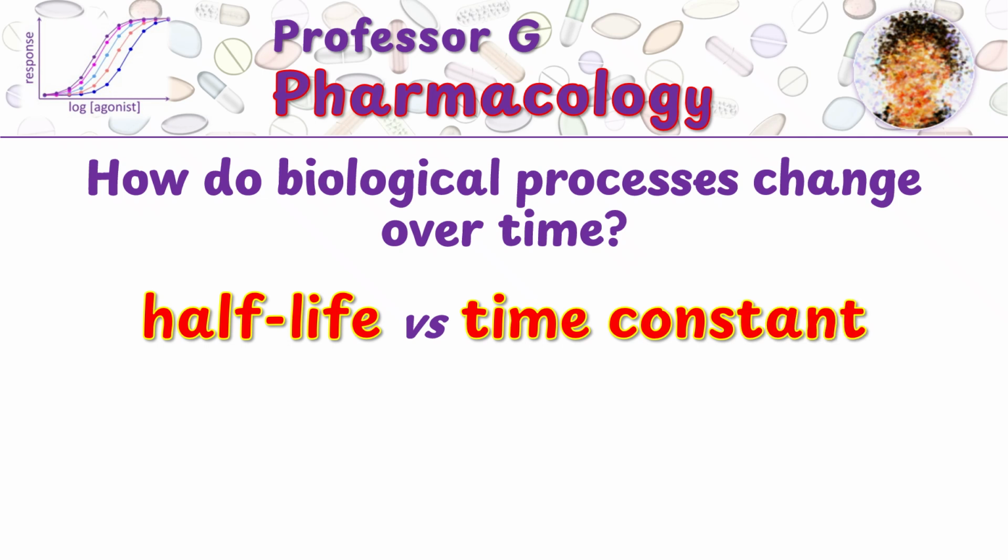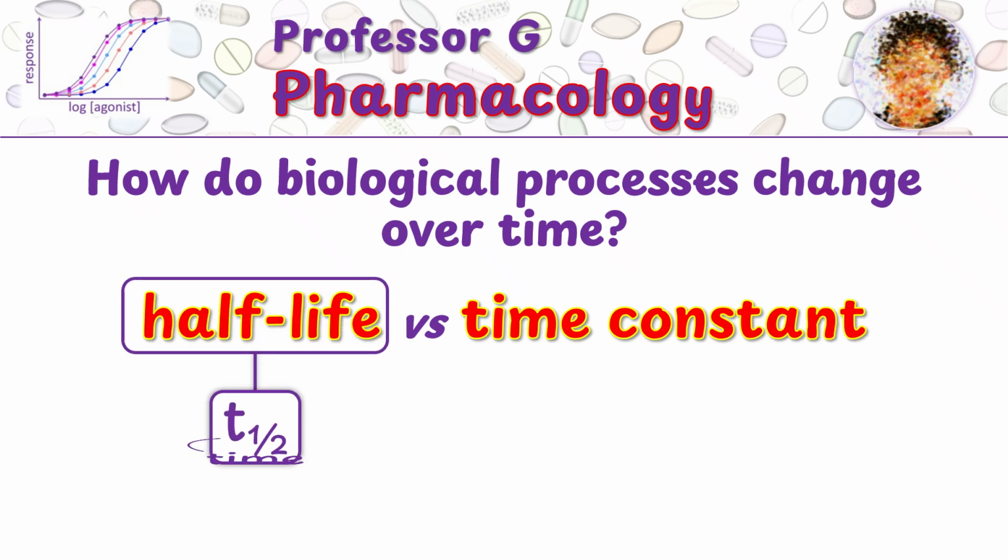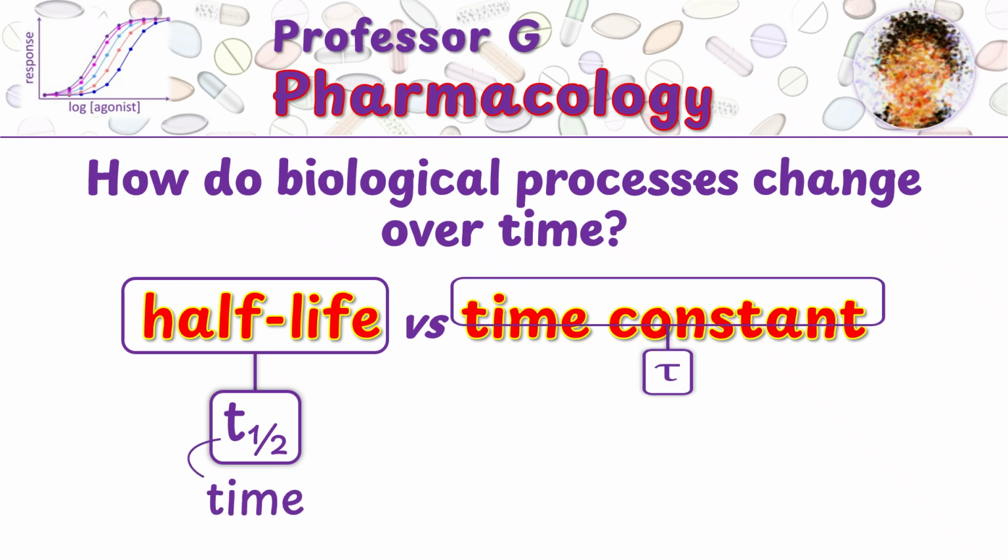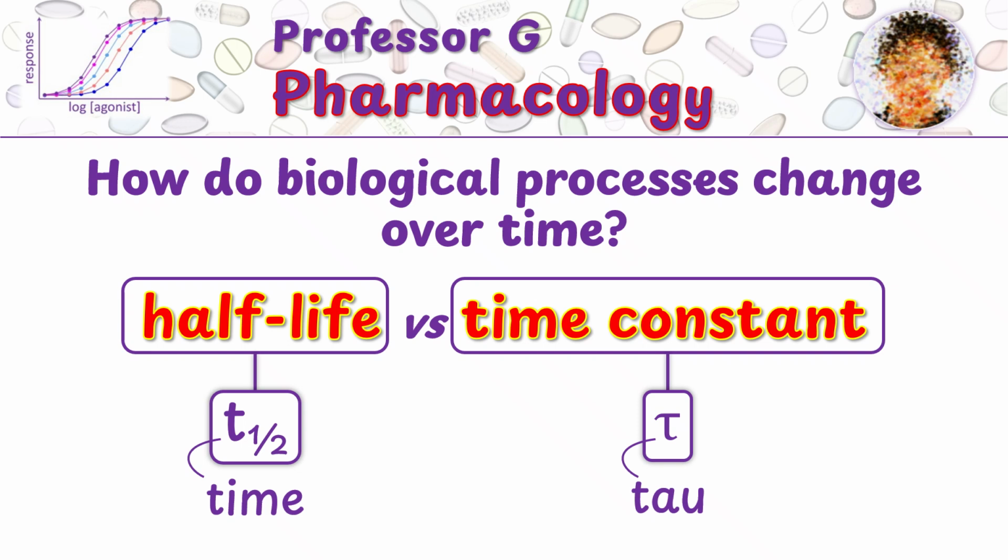Half-life is usually written as T1/2 or T subscript half. Time constant is written using the Greek letter tau. In this video, we'll look at what each one means, how they are measured, and when each should be used.